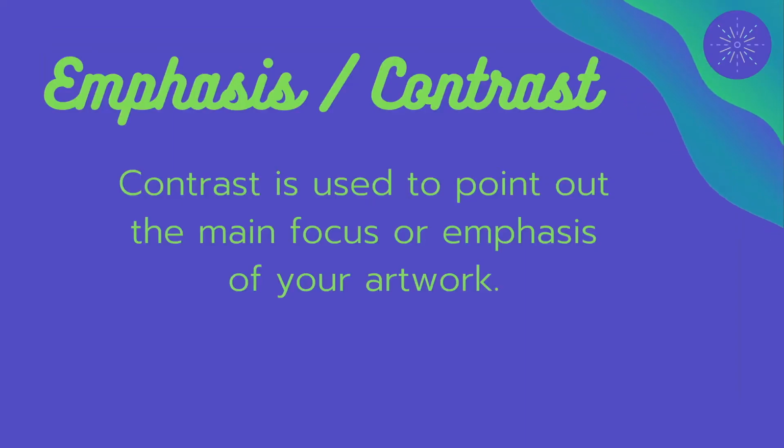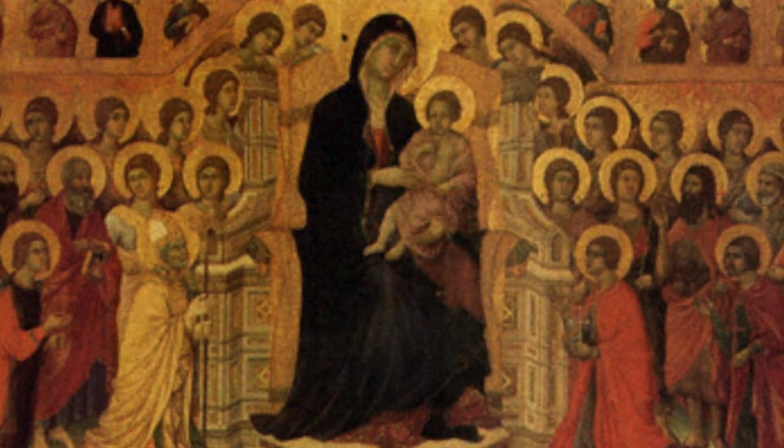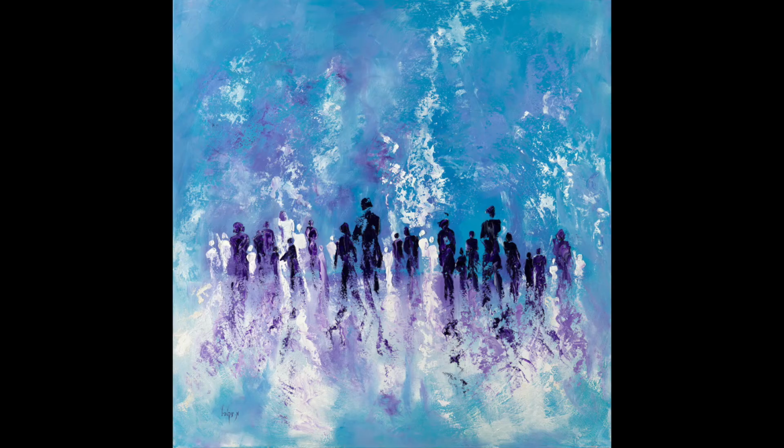Emphasis and contrast. Contrast is used to point out the main focus or emphasis of your artwork and grab your eye. Contrast is created when different elements are put together to make something easier to see. For example, putting a light color next to a dark one, different shapes or forms, or even different textures together. The contrast it creates puts an emphasis on a certain part of the painting, and so your eye is easily drawn to it, and then it becomes the focal point.